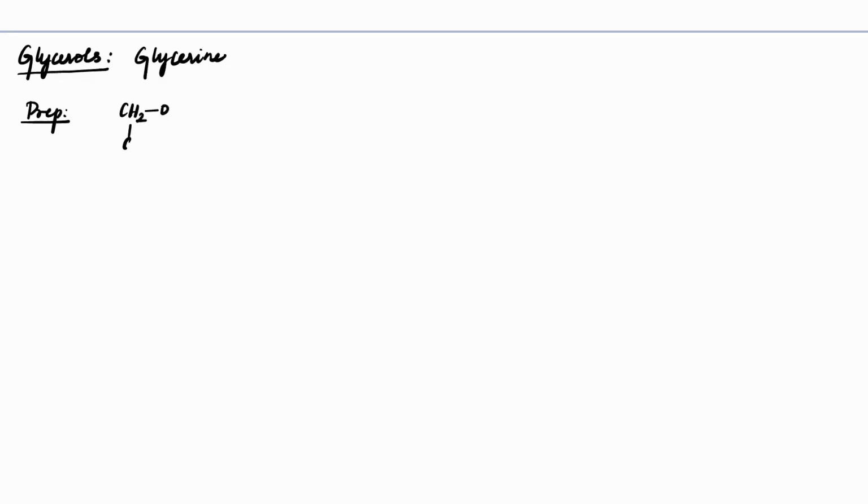See, preparation wise, it is CH2O, CHO, CH2O. This is connected to C double bond O, C17H35, C double bond O, C17H35, like this. Okay. Once again.